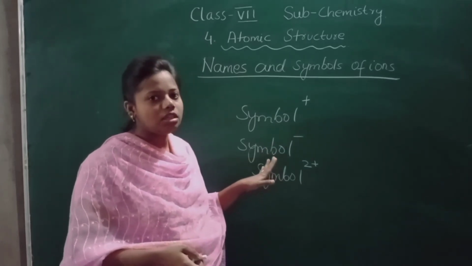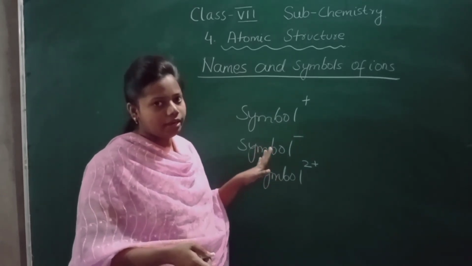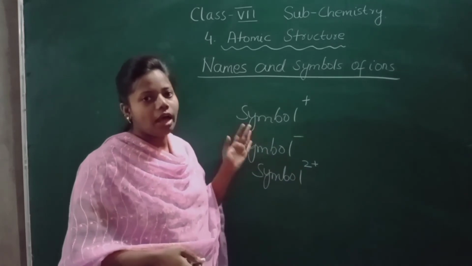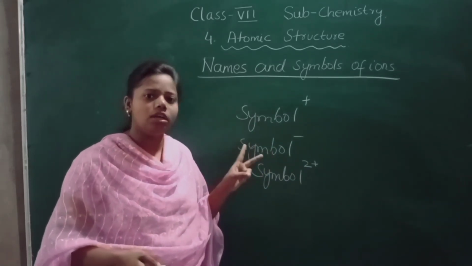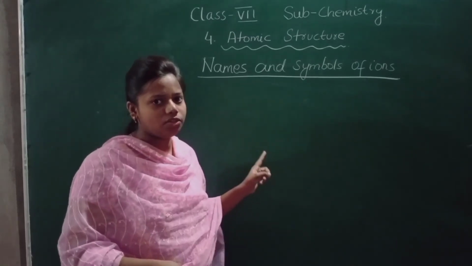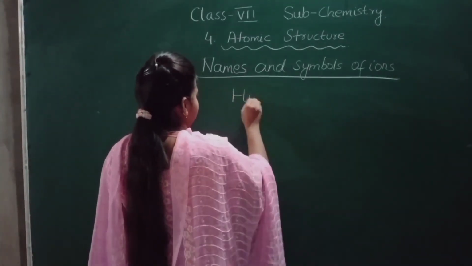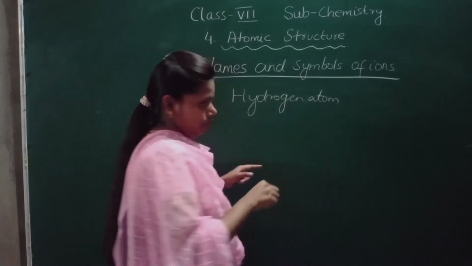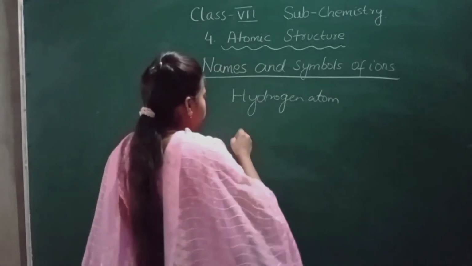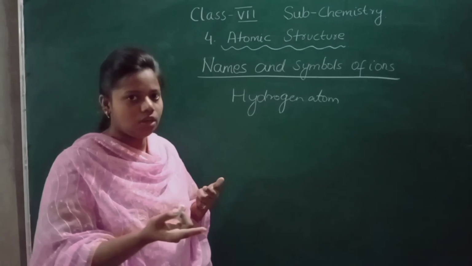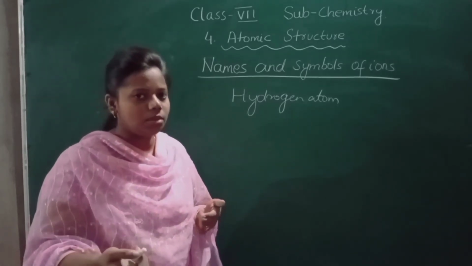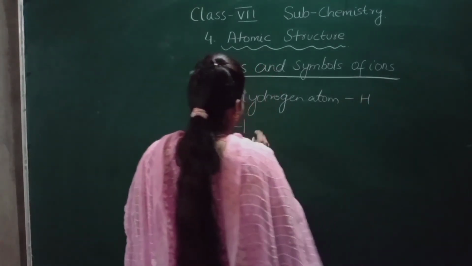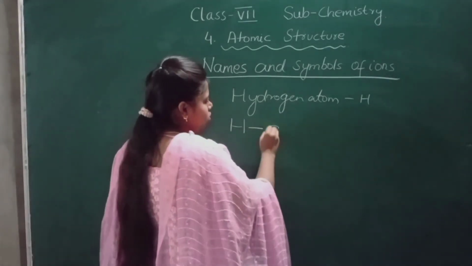Now how do we represent the symbol of, say, a hydrogen atom, when it loses an electron? Which charge will it have? The hydrogen atom has 1 electron and 1 proton. For example, I am writing the hydrogen atom here. This hydrogen atom will lose 1 electron, in order to become stable. This is the hydrogen atom, H. When it loses 1 electron, it is losing a negative charge.